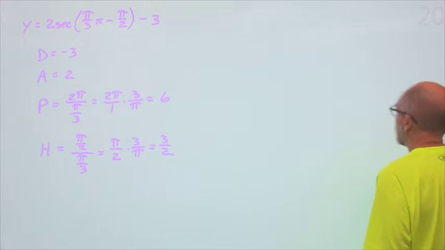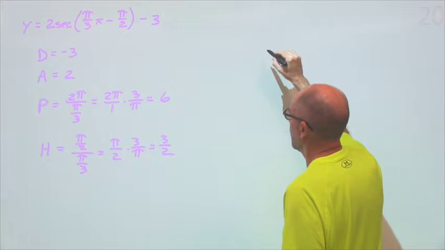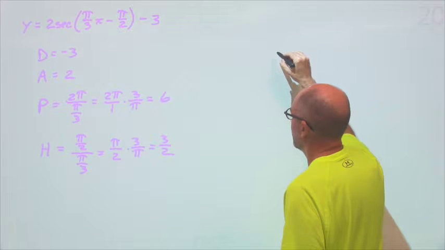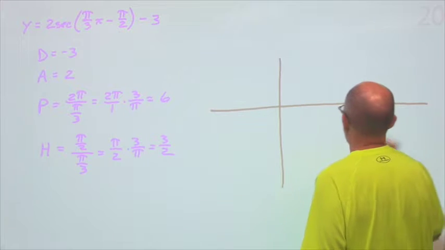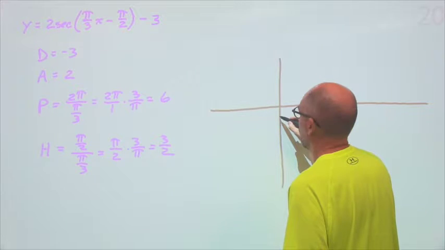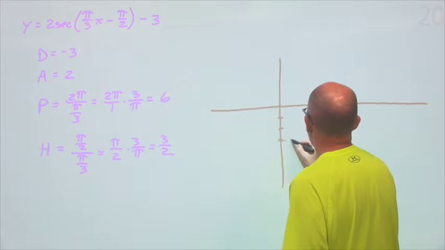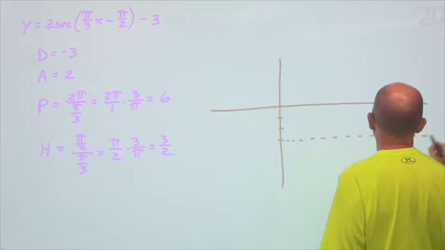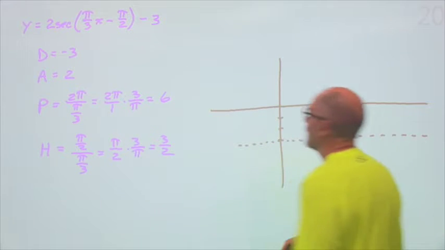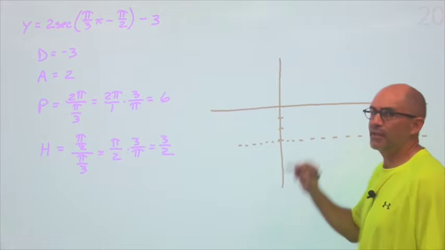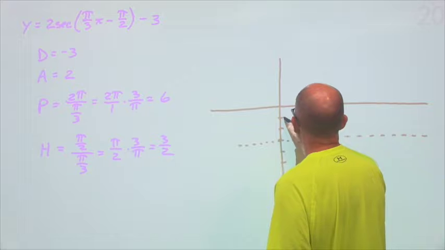So let's do that. So we're going down 3 in a period of 6. Okay. So 1, 2, 3 down. There's our midline at y equals -3. Now, a is 2, which means the amplitude is 2, so that means I go up 2 and down 2.